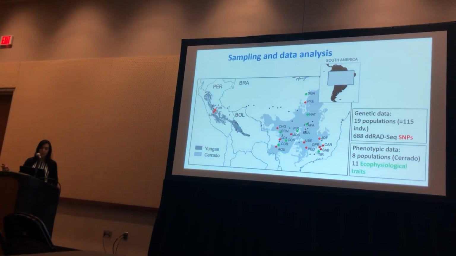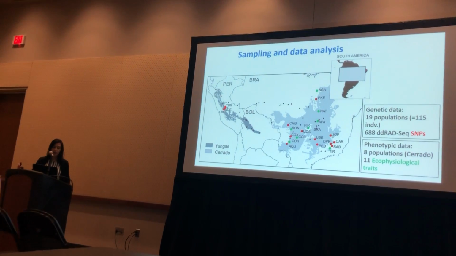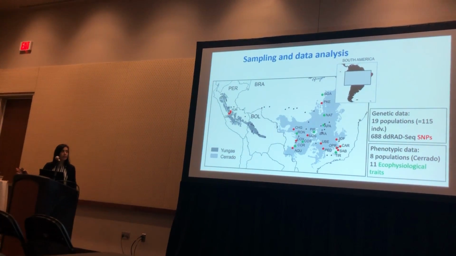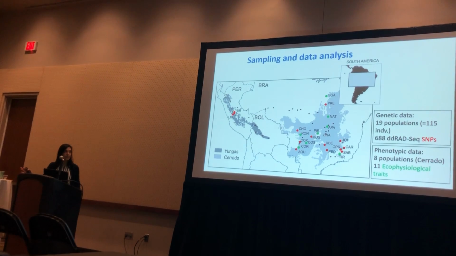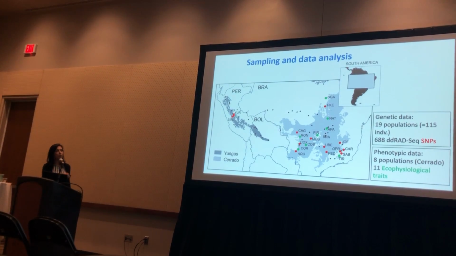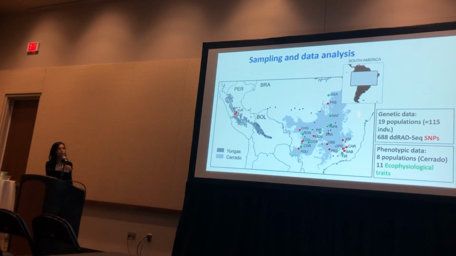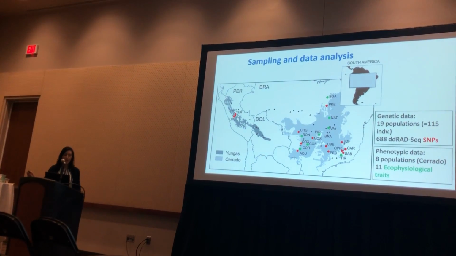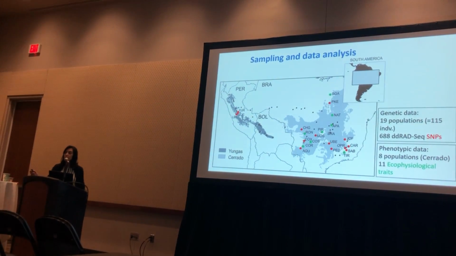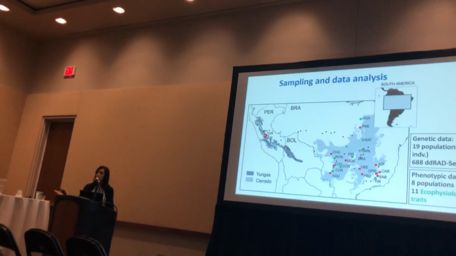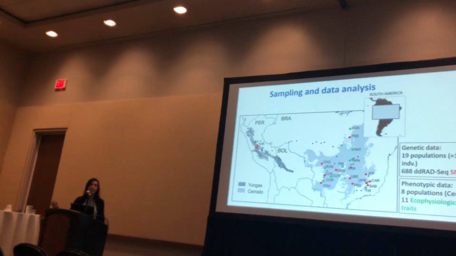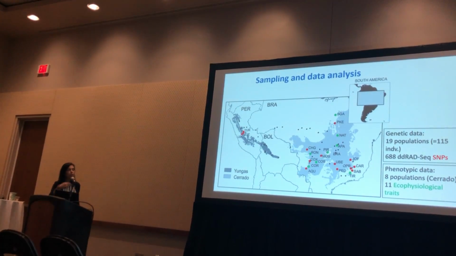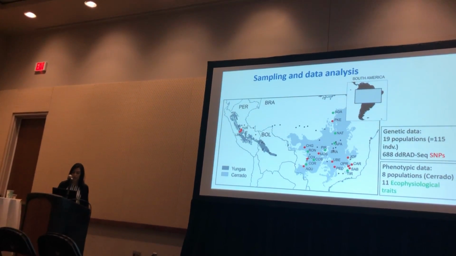With that, what we sampled and analyzed in this study that I will present today was genetic data based on ddRAD-seq SNPs. The colored populations are those we collected. The black ones are the information from GBIF and speciesLink. We also collected phenotypic data, 11 ecophysiological traits, in the green populations. You can see here the green populations where we collected the ecophysiological traits.